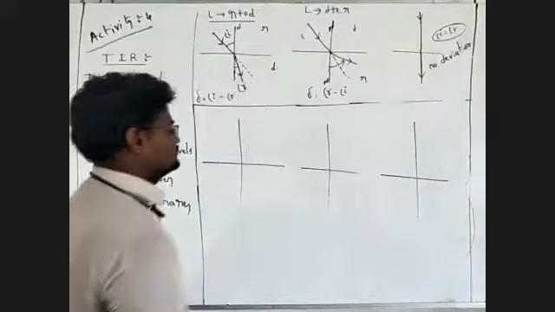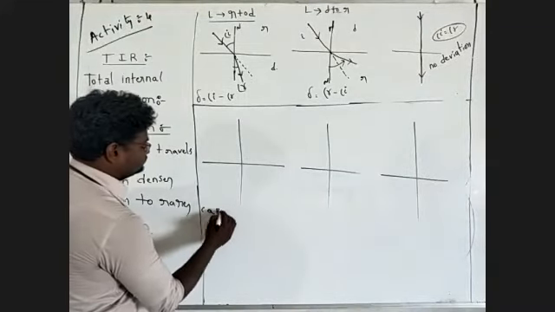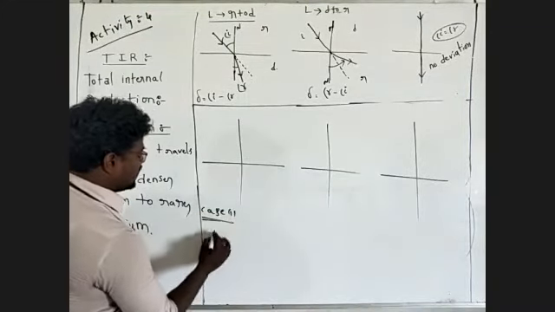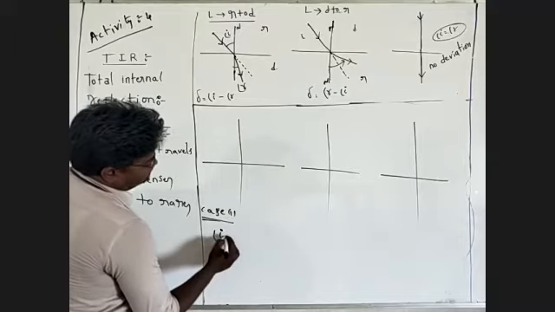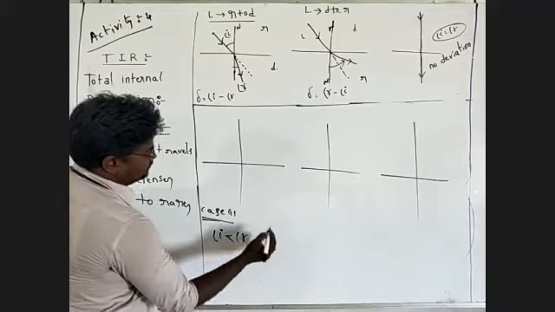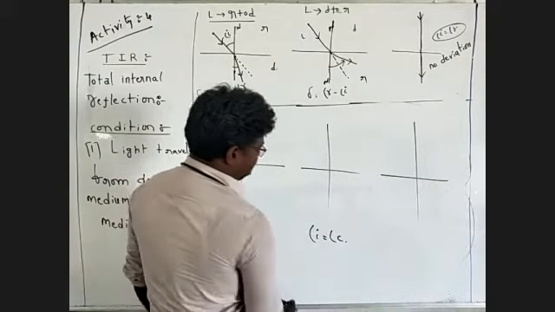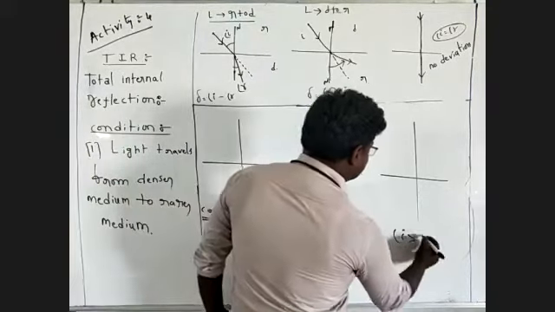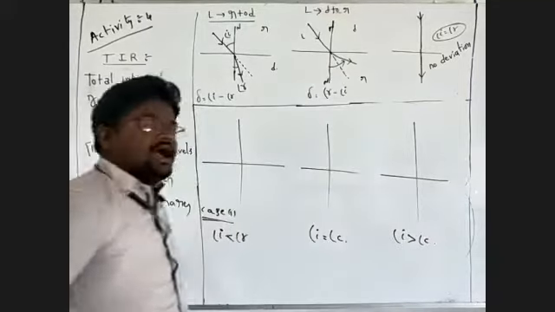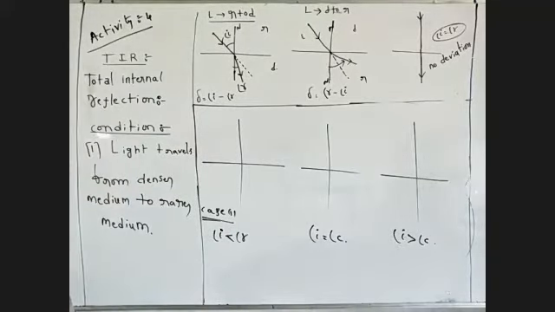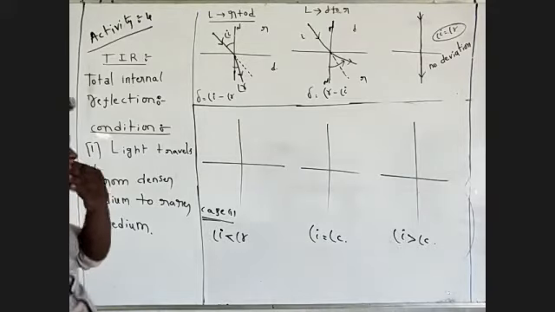Three cases. Case number one, I less than R. Next, incident angle is equal to the critical angle. Next, angle of I greater than the critical angle. This is a three situation. So what will happen in this situation?